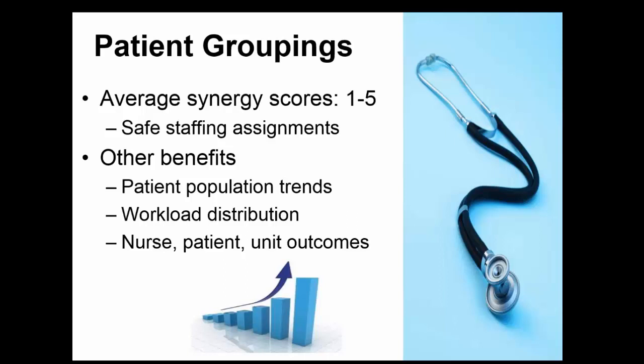For nurses, we're looking at things like overtime, sick leave, turnover, and job satisfaction. For patients, we're looking at nurse-sensitive indicators, or adverse events that can be prevented with safe staffing, things like hospital-acquired infections, pressure ulcers, and falls with injuries. And then for the unit outcomes, we're looking at things like lengths of stay for different types of patient populations, and there are also financial indicators that can be tracked.